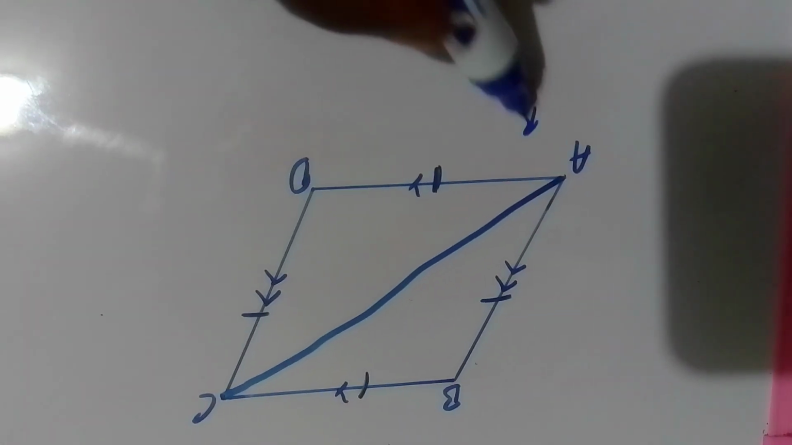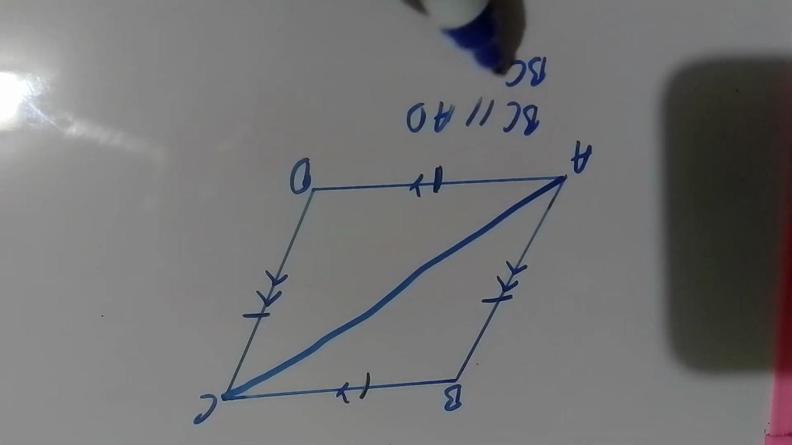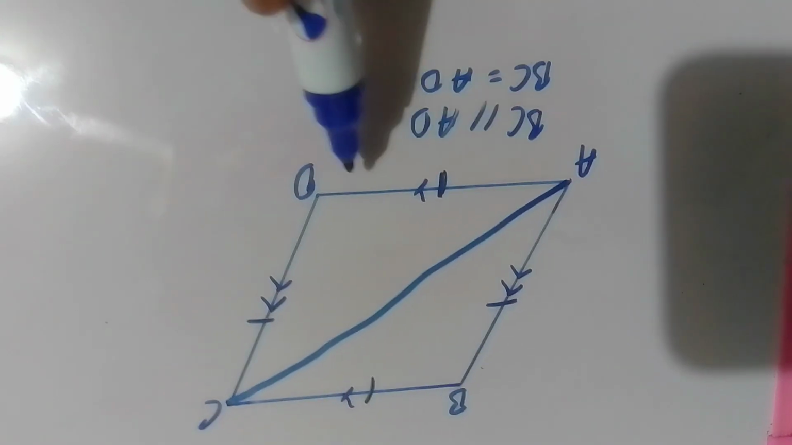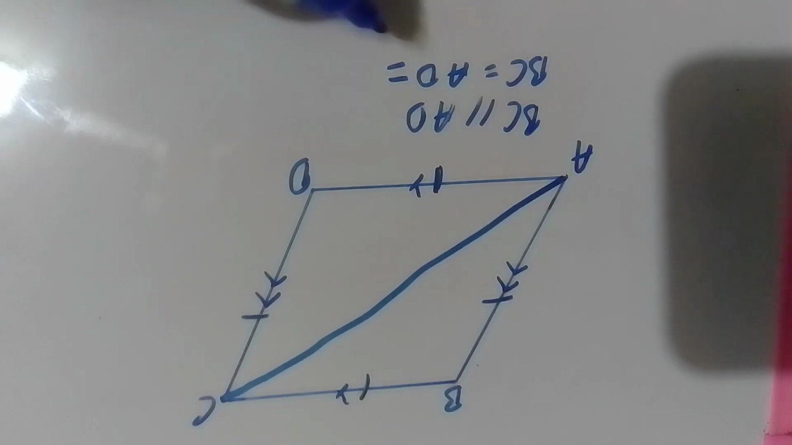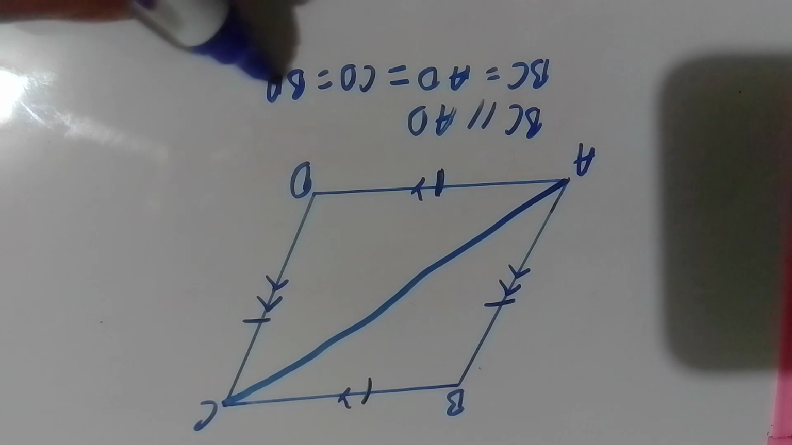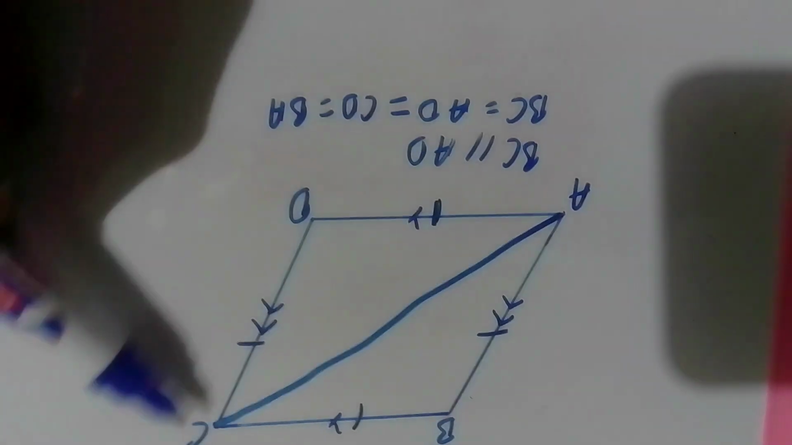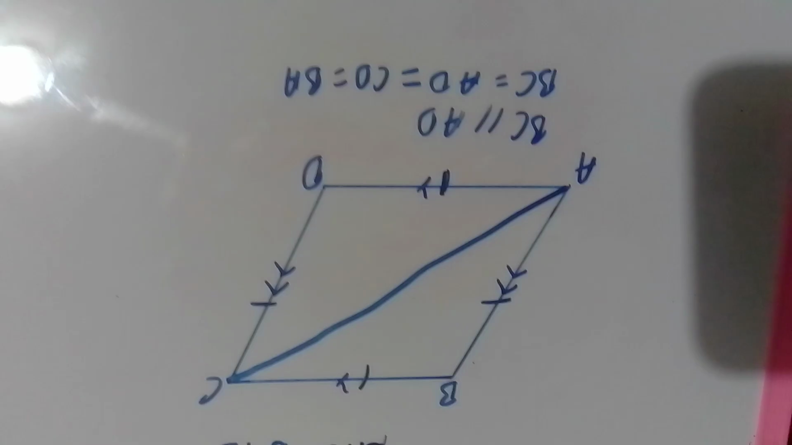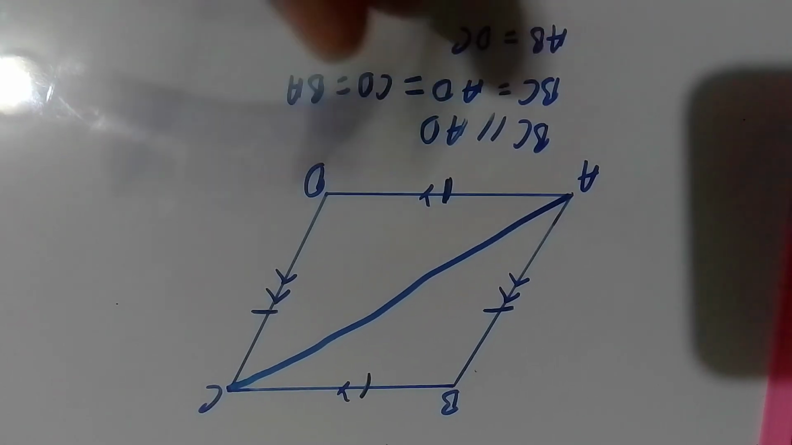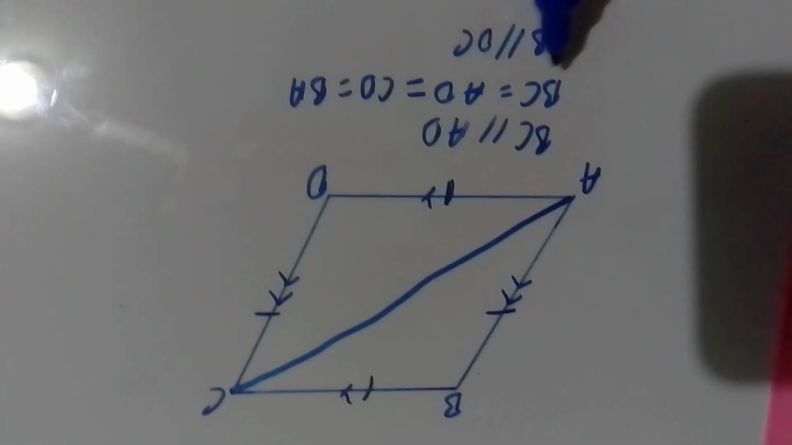I said BC is parallel to AD, and line BC is equal to line AD. But as a matter of fact, BC is equal to AD, and it's also equal to CD and also equal to BA. So all these 4 sides are equal. Then we speak about the last pair of parallel lines, which is AB parallel to DC. I've already written about the fact that they are equal here on top.